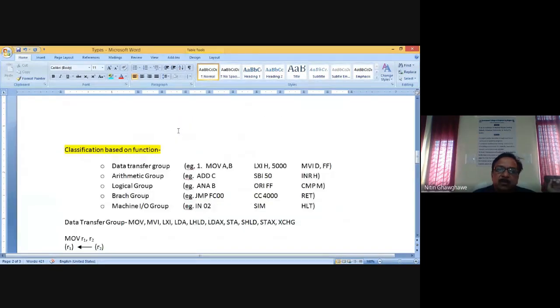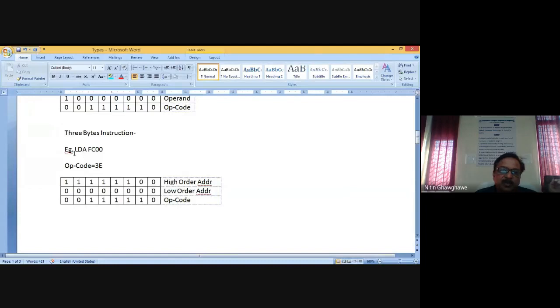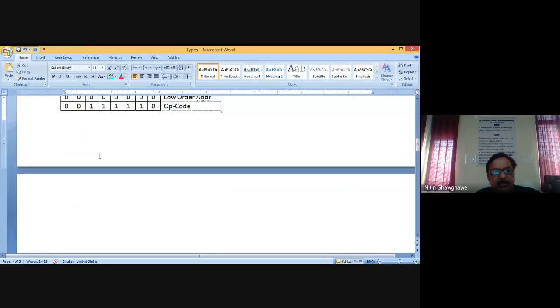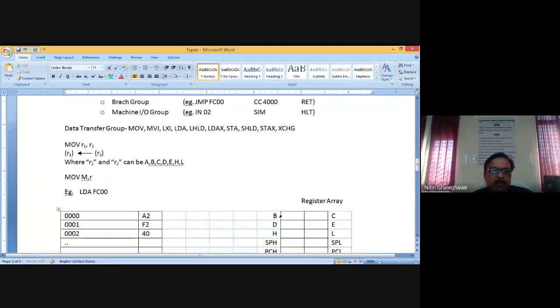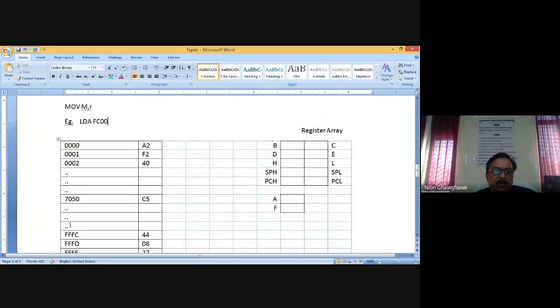If you want to perform a particular operation, for example, LDA FC00, let us take the same example. The FC00 address is there, and at this FC00, suppose A1 is stored. This is the data which is stored at FC00. Now what will happen with this LDA FC00?